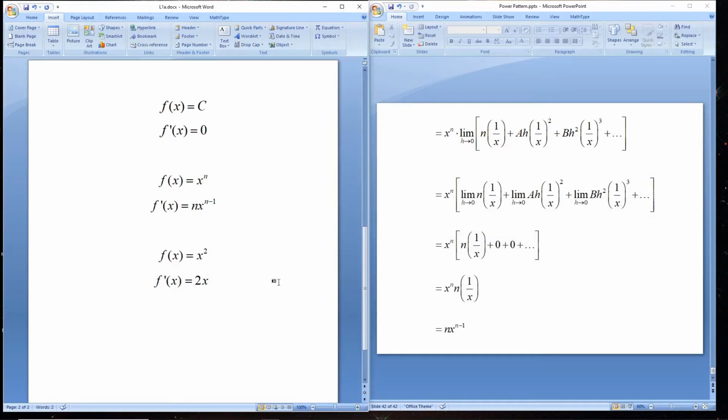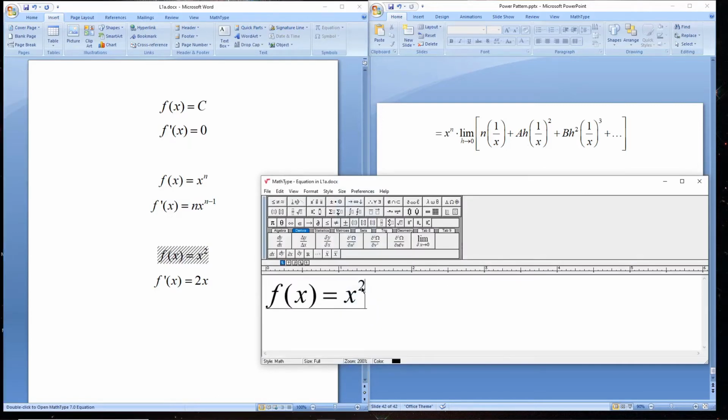And now we're going to use these patterns. We're going to exploit that these functions always have the same derivative form. Why keep doing the limit when we know the answer will always be in this form? And so now we're going to remember these forms instead of going through this limit all the time.